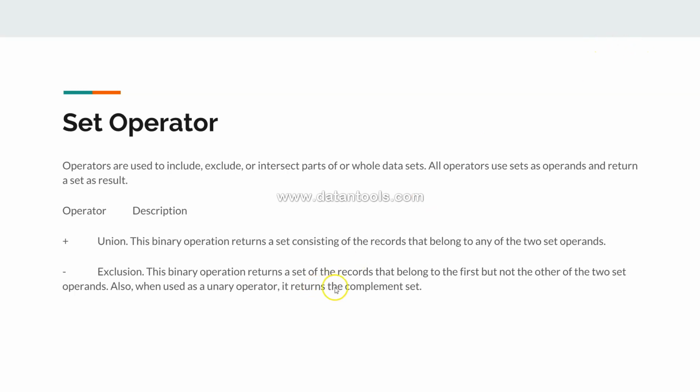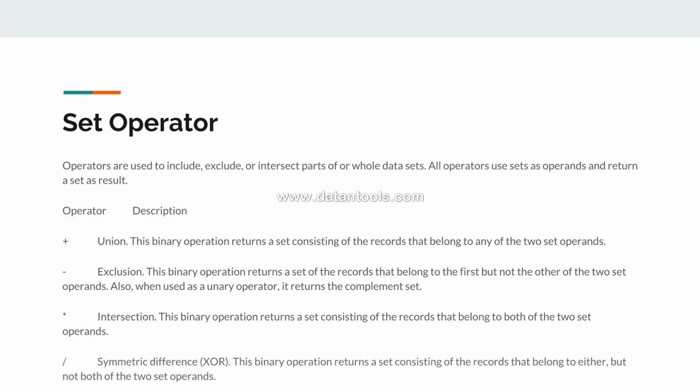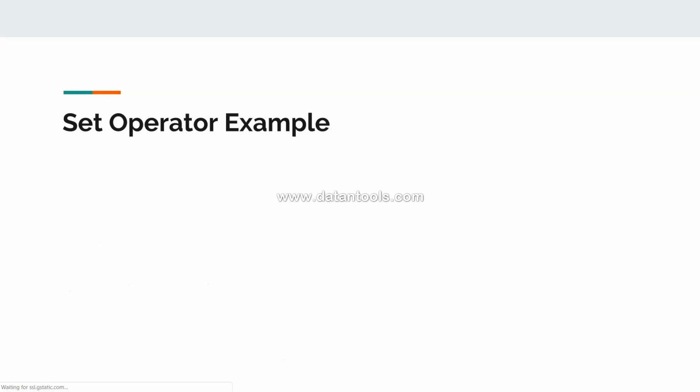Important part is it returns the complement set. Then you have the intersection, and as the name suggests, it returns the common records. And finally, symmetric difference. In a nutshell, it returns everything but the common records. So let's see the examples.